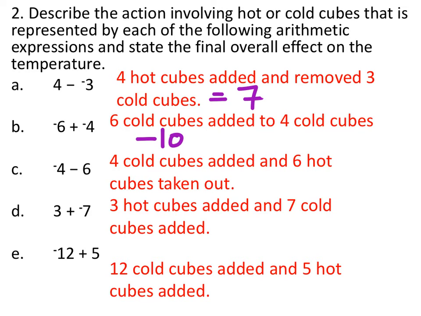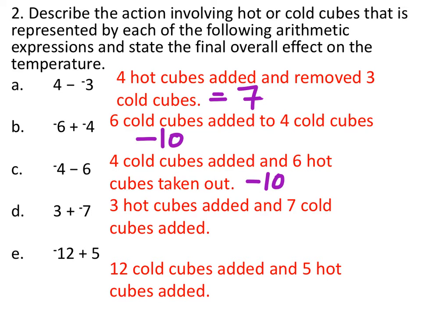Part C, it's got 4 cold cubes added and then 6 hot cubes taken out. Now again, it doesn't show the positive for that 6, but it is there. It's because we're taking away those 6 positives. So again, this would show a net result of negative 10 also.